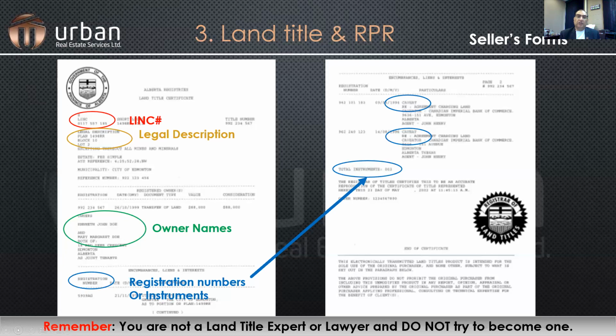No need to panic. Once you give them a call, they might do it, or if a lawyer looks at it, he might give them a call and find out from your sellers if that caveat or that lien or whatever the registered instrument is still valid or not.